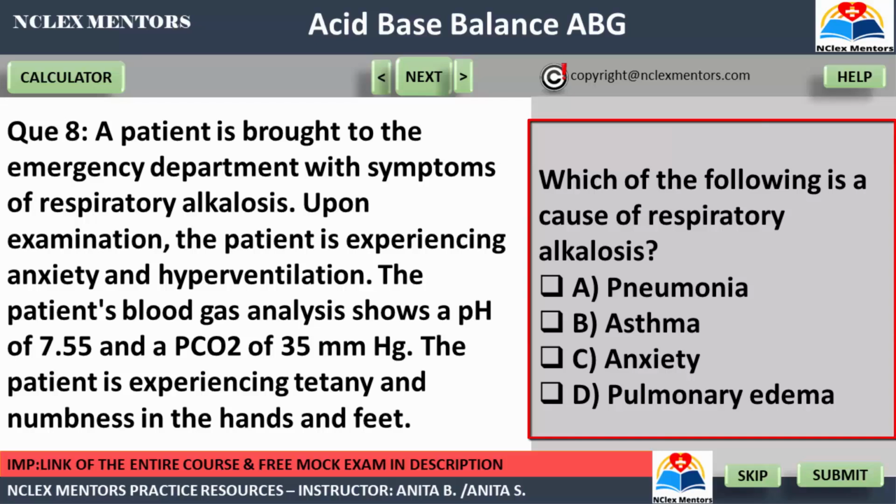The options for this question given on the screen are Option A, pneumonia. Option B, asthma. Option C, anxiety. Option D, pulmonary edema. I will give you some time to go through the question and the options. You can see the timer running on the upper right-hand corner of the screen, but if you need more time, you can pause the video as well.